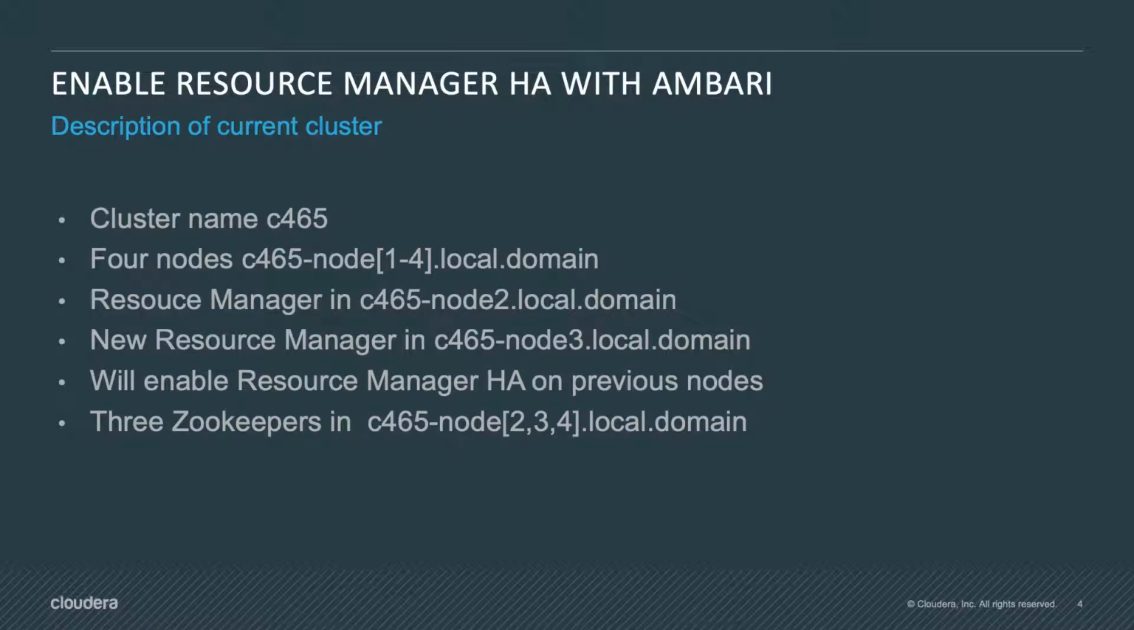Description of the current cluster. Cluster name C465. We have 4 nodes, node 1 to 4. The Resource Manager is located in node 2. The new Resource Manager will be located in node 3. We will enable Resource Manager High Availability on the previous nodes. We have 3 zookeepers in node 2, 3, and 4.